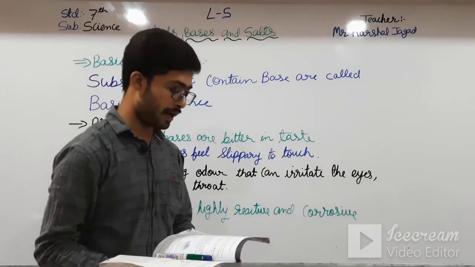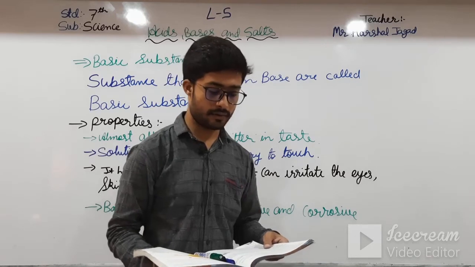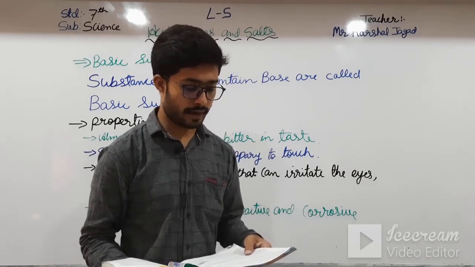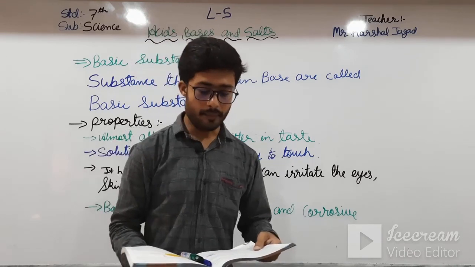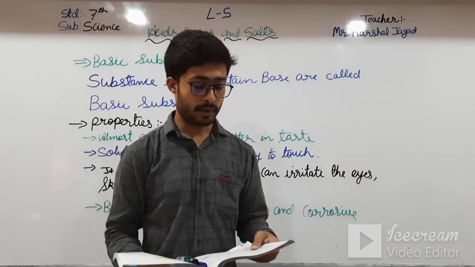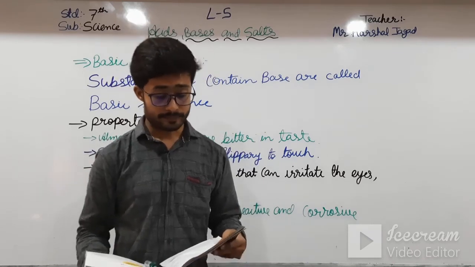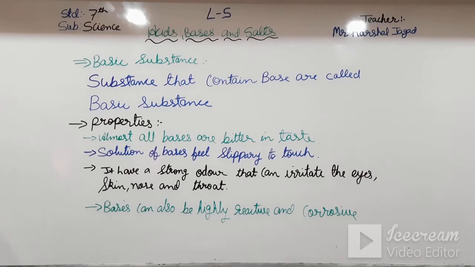And the last property of the base is bases may or may not be soluble in water. Bases that are dissolved in water are called alkalis. Some examples of alkalis are sodium hydroxide, that is NaOH, ammonium hydroxide, that is NH4OH, and potassium hydroxide, that is KOH. Okay students, these are some of the properties of base.